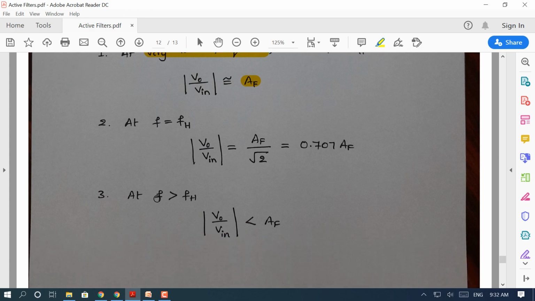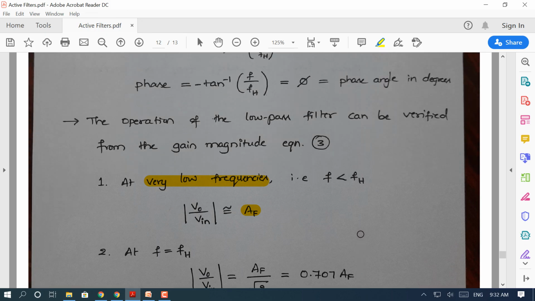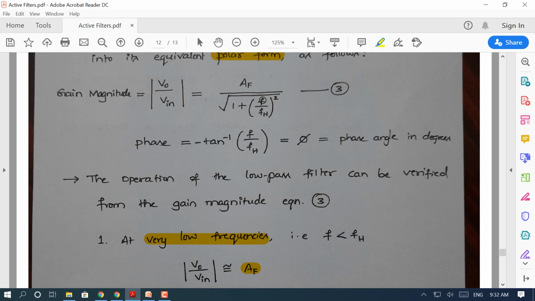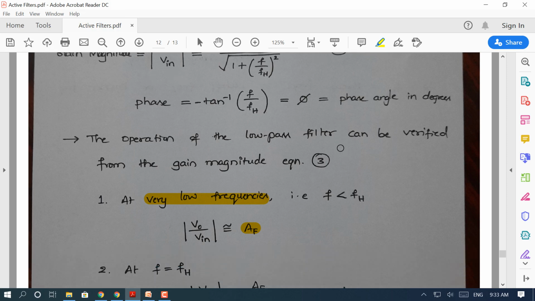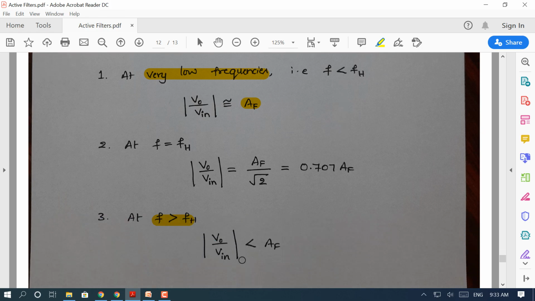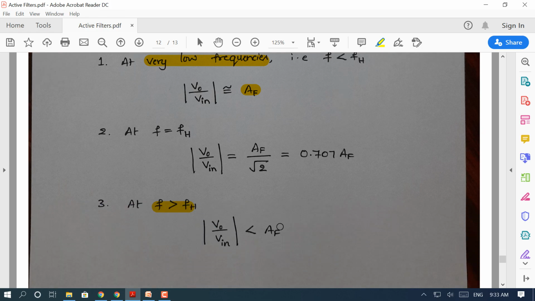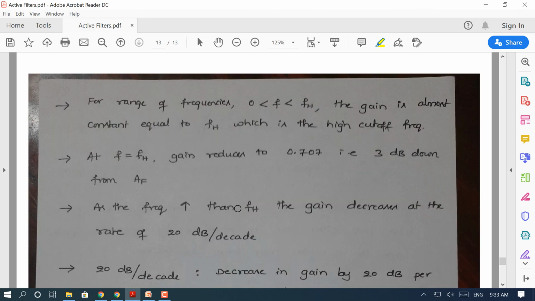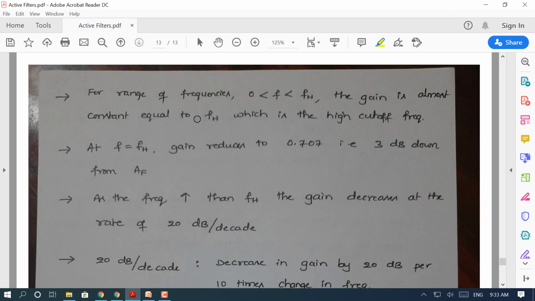Lastly, for a frequency greater than the higher cutoff frequency, what happens to this equation? We can observe from equation 3 that when f is greater than fh, this value becomes larger, so the gain becomes less, because 1 plus this becomes a larger term, and the root of that also becomes larger. Therefore V naught by V will be lesser than the AF value. So this is the gain equation for frequencies greater than fh. The following points will provide more details of what we have discussed so far.